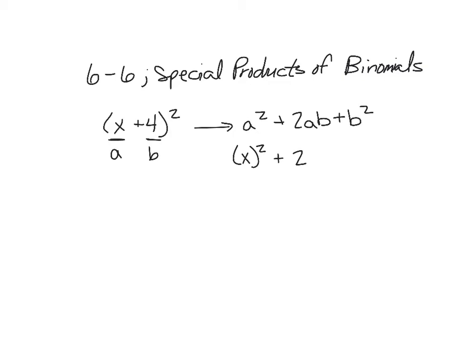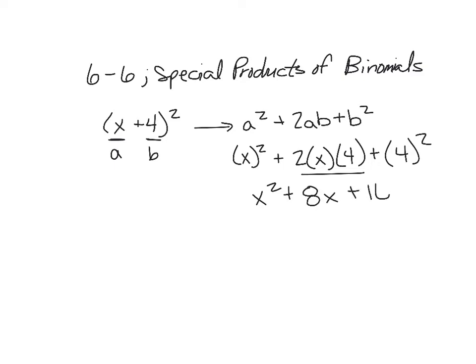Okay, let's try that again. Times x times 4 plus 4 squared. And I get x squared. Multiply these together and get 8x plus 4 squared, which is 16.